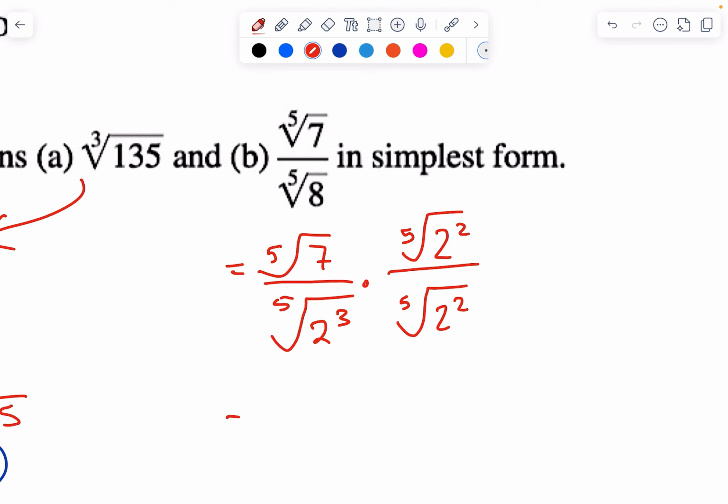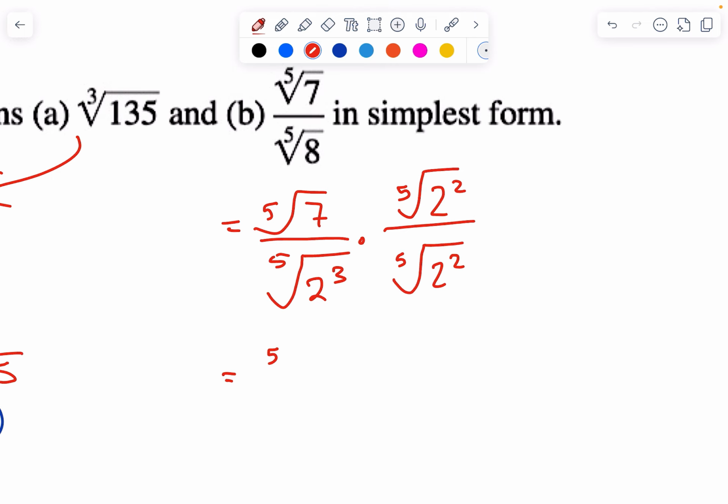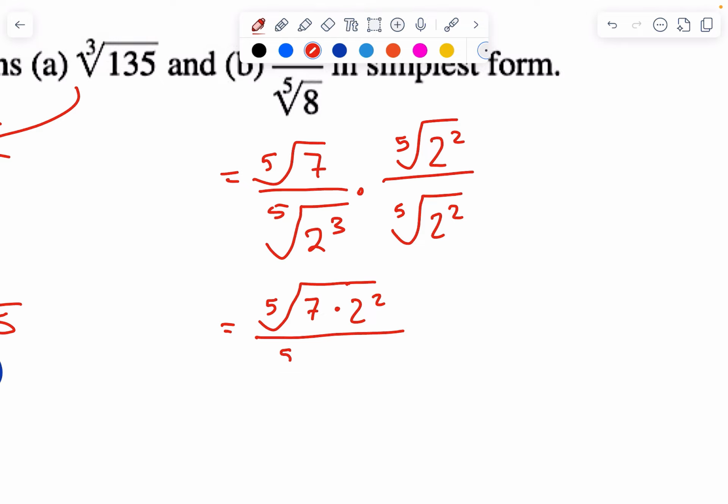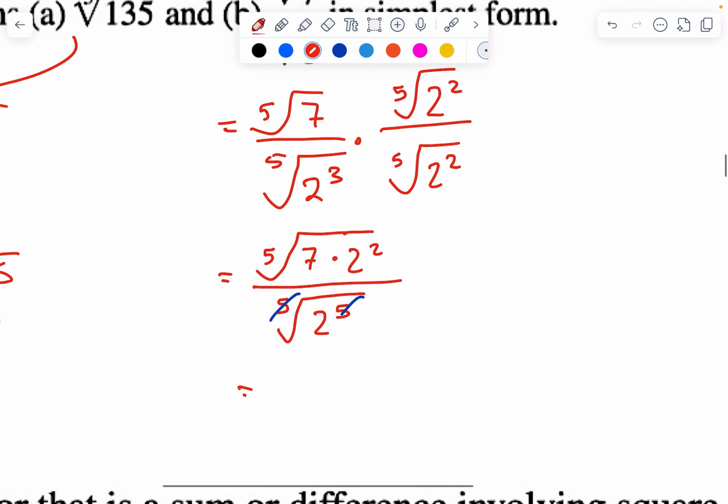So now what I have is the 5th root in the numerator of 7 times 2 squared. I just combined those two because they both have the same 5th root. And in the denominator, what I have is the 5th root of 2 to the 5th power, right, using exponent rules. 2 to the 5th power is 32. The 5th root of 32 is 2. Or I could just think about the fact that these cancel each other out. So what I have is the 5th root of 7 times 4, which is 28, over 2.